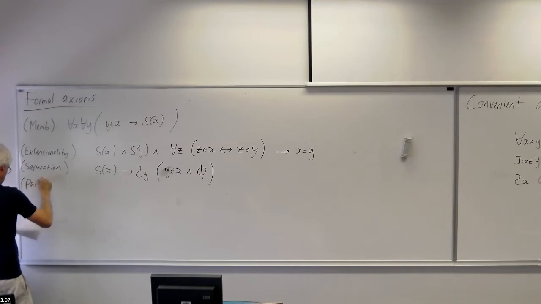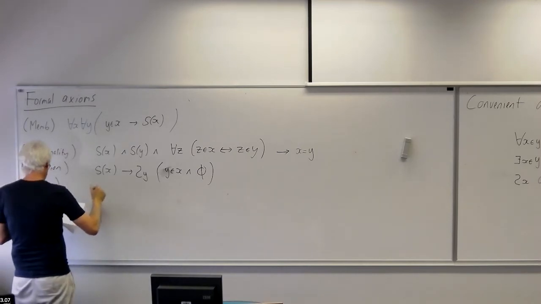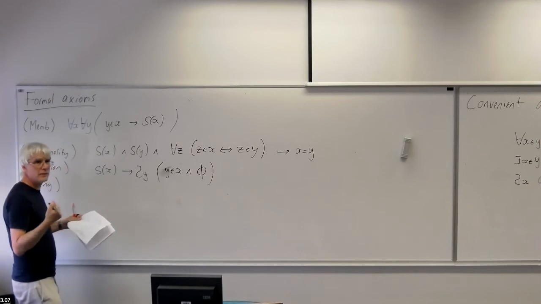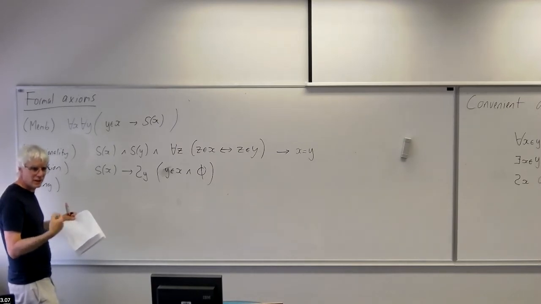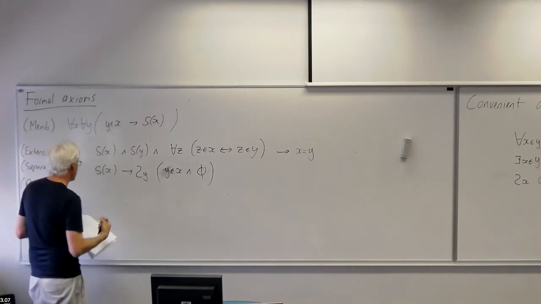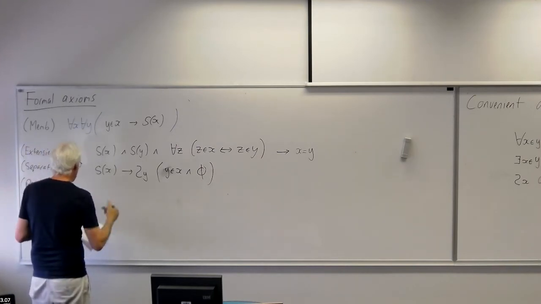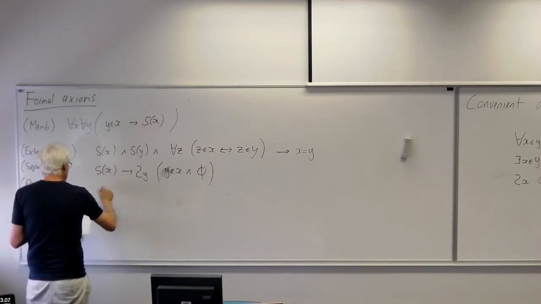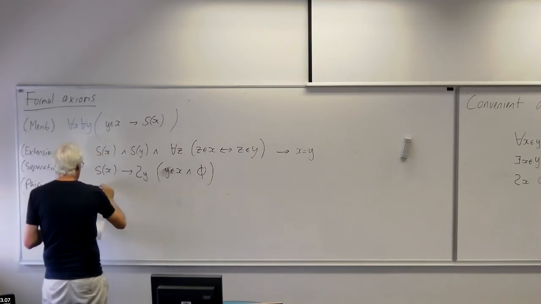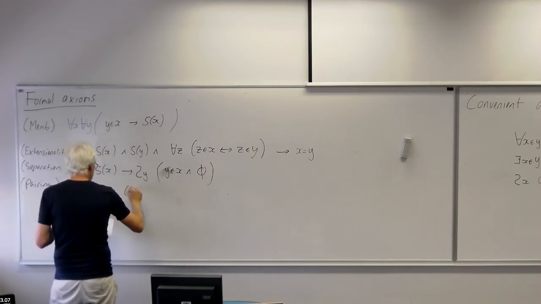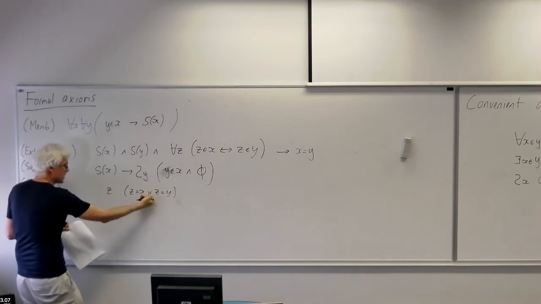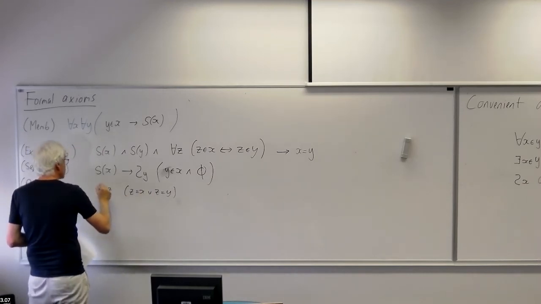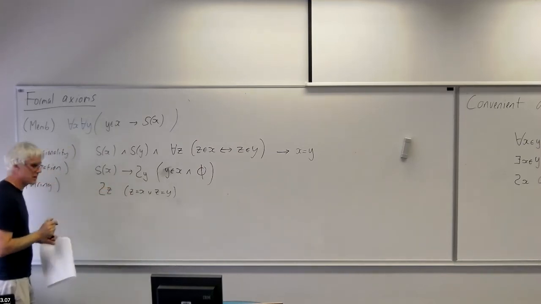Pairing. This said that if you've got two elements x and y, then the doubleton collection that contains just the elements x and y is a set. So again, we can say for any x and y, we consider the collection of all z such that either z equals x or z equals y. There are only two elements z that satisfy this disjunction. We want to say that forms a set. So again, we use the set-many quantifier to say that.